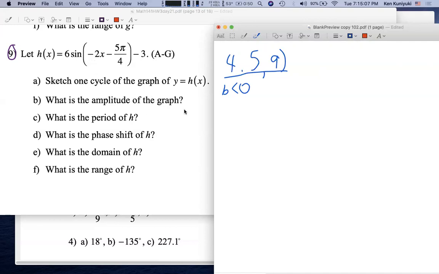So h of x equals 6 sine of, in brackets, the opposite of. When you factor, you divide both those terms in there by a -1, and you flip the signs. Okay, so we have the opposite of 2x plus 5 pi over 4.